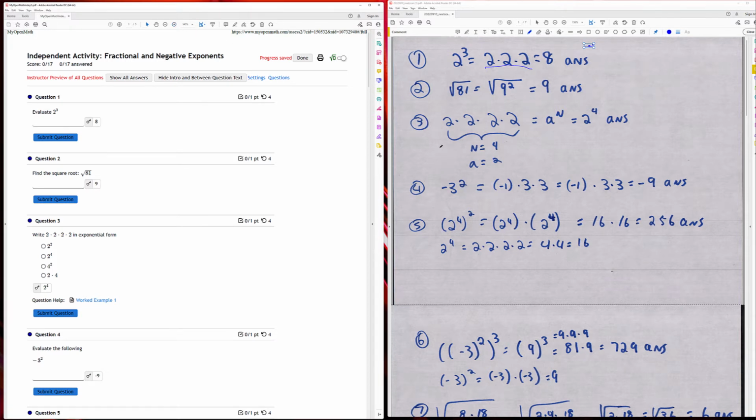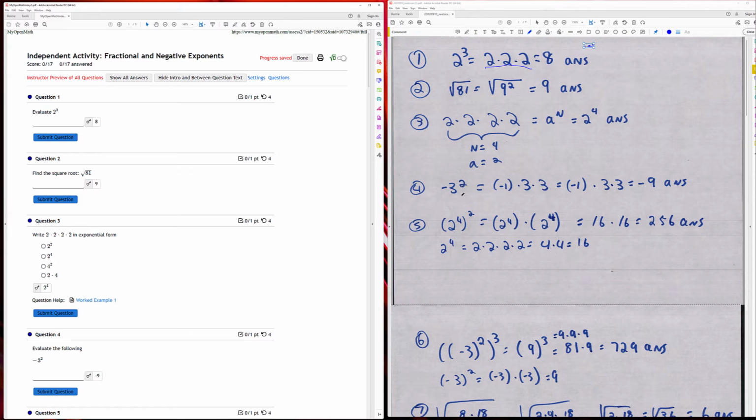Question 3, write in exponential form. So I have 2 times 2 times 2 times 2. The exponential form would be a to the n. In this case, the number of times it's being repeated is 4. My base is 2. So the exponential form is going to be 2 to the 4th power.